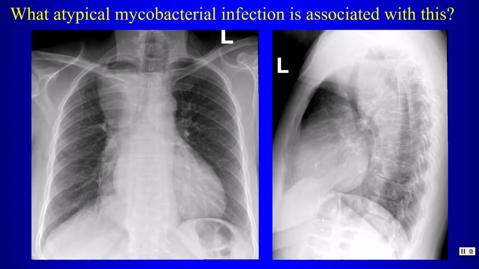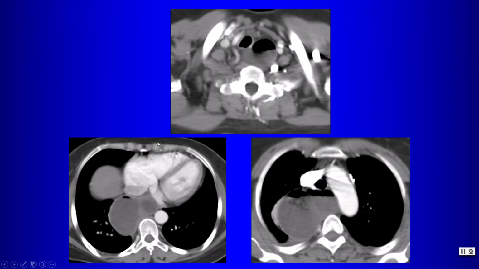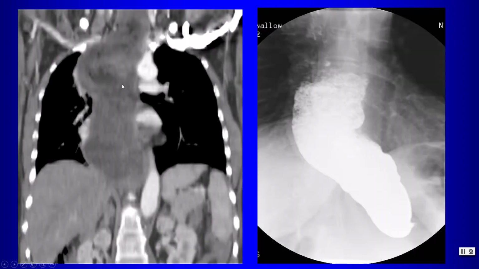So if I ask you what atypical mycobacterial infection is associated with the findings that we have here, we notice that there's this large mass extending all the way down. It contains an air fluid level, and here it is on the lateral view extending all the way down, pushing the trachea anteriorly, containing an air fluid level. Well, this is a patient with achalasia. So what atypical mycobacterial infection can be associated with achalasia, as we see the dilated esophagus full of fluid and debris in this particular patient, and here it is on the barium study and also on this coronal CT scan.